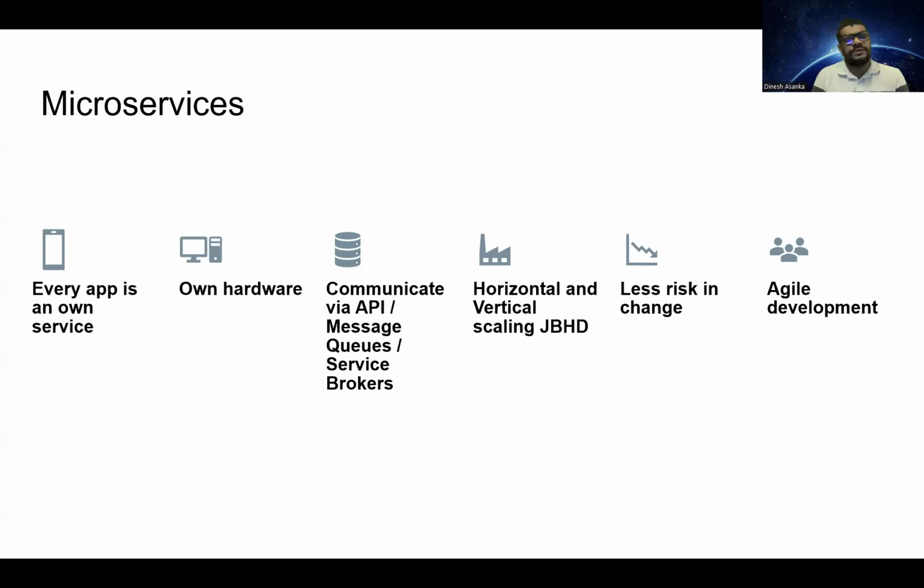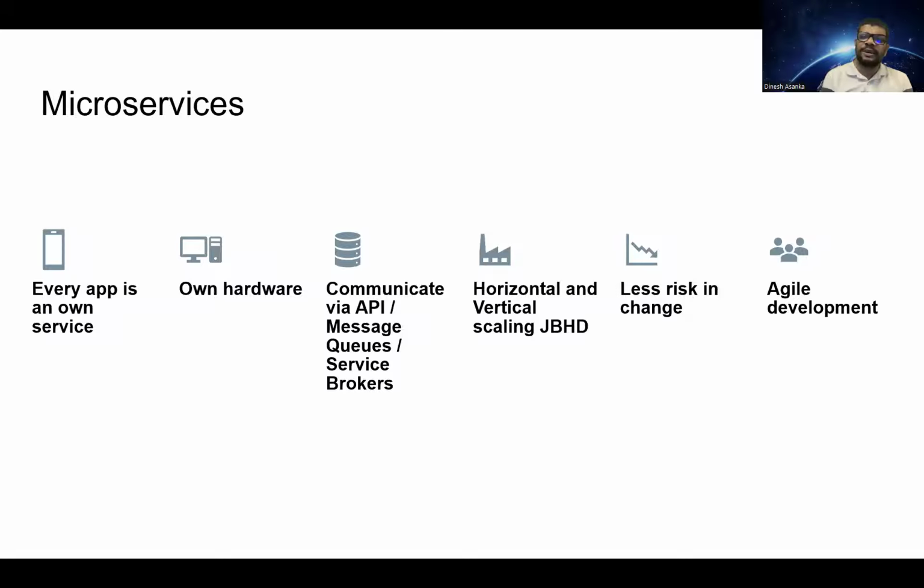So in microservices, every app is its own service. It can own its own hardware. For example, if you are running a large scale microservice, it might need large scale memory or CPU, and so forth. And it communicates via APIs, message queues, or service brokers can be used. Normally it's APIs. If you want to have asynchronous communication between these services, you can go for message queues as well.